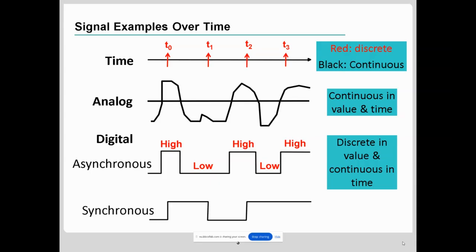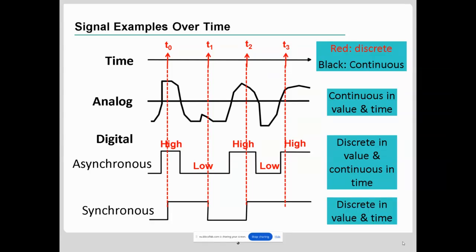Now, if you look at this signal, we have discrete time instances. What are discrete time instances? Can you see here? T0, T1, T2, and T3. Now, this signal is only changing at times T0, then T1, T2, and T3. If it's one, it's still one. It doesn't change. The signal can only change at a discrete time instant.